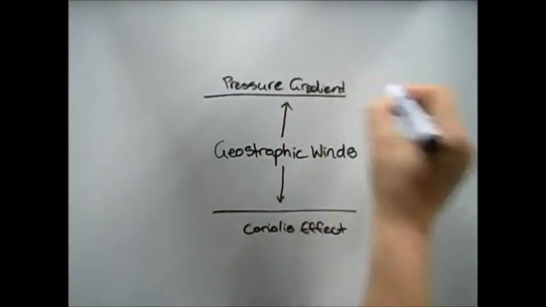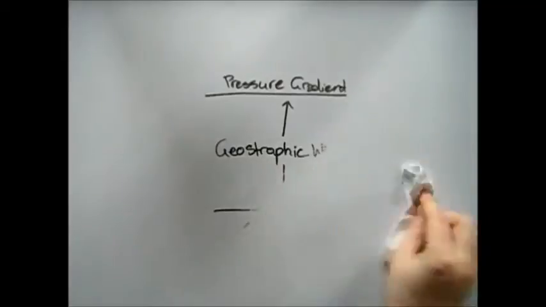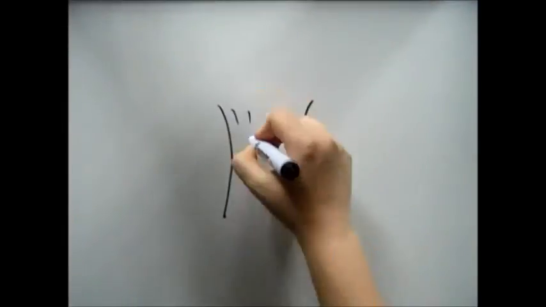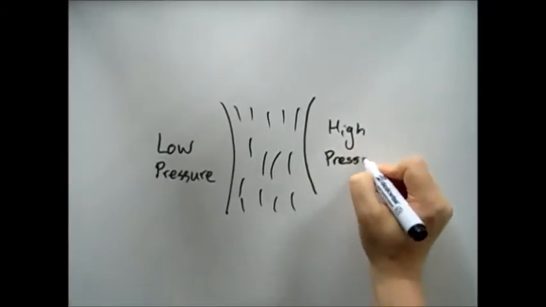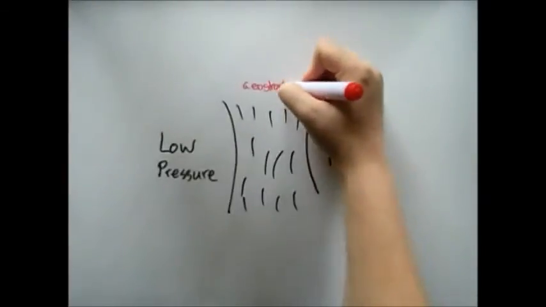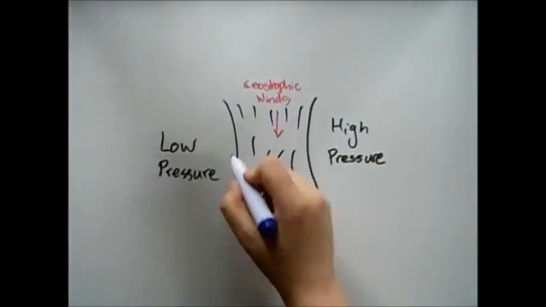In terms of weather, the Coriolis effect creates geostrophic winds, which is a balance between it and a horizontal pressure gradient. This is affected by the differences in temperature, and with that creates areas of low and high pressure.